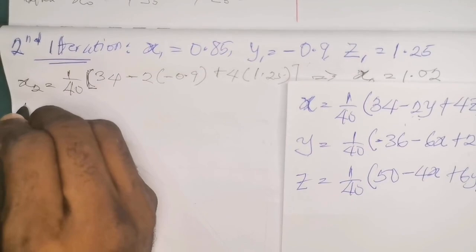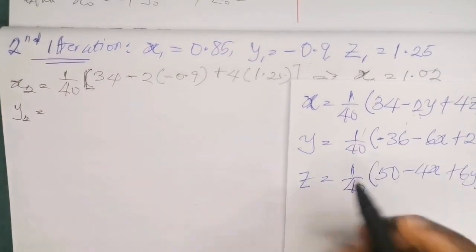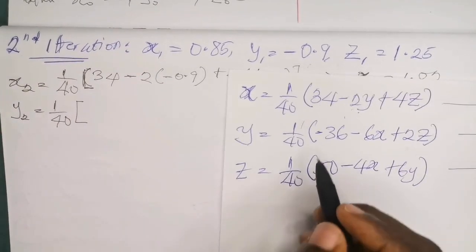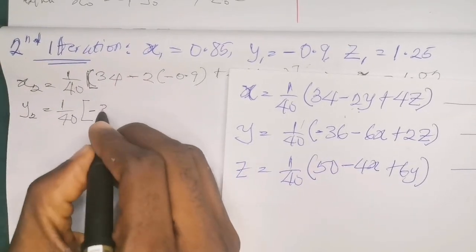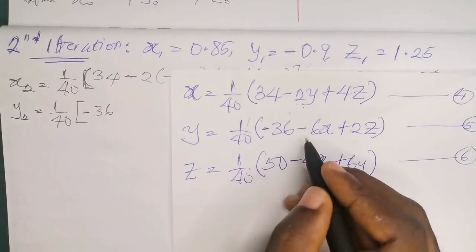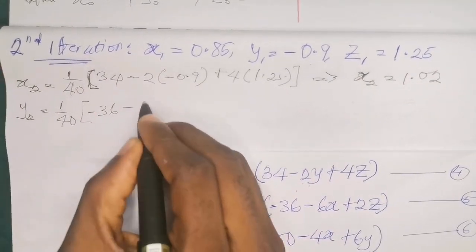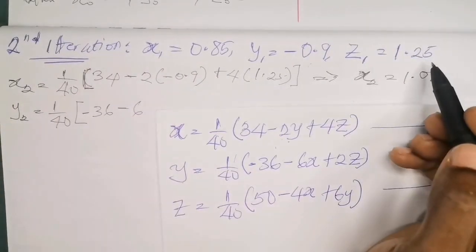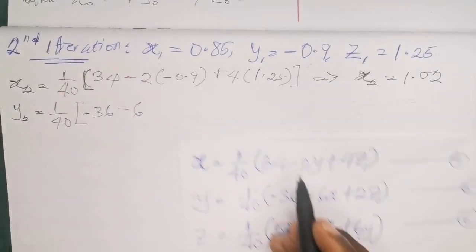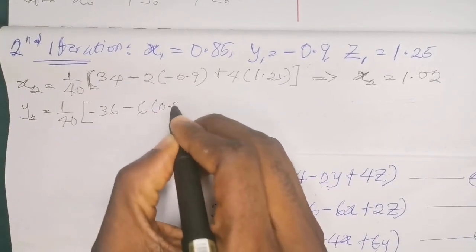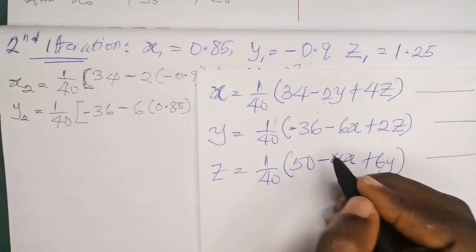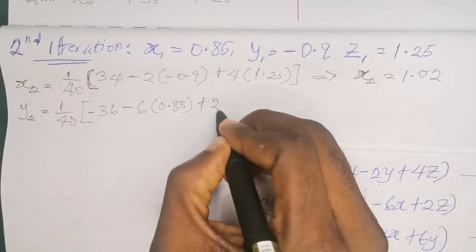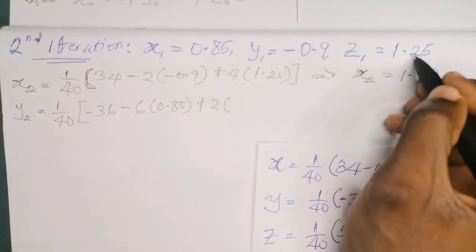You're going to have y2 to be equal to, once again, 1 all over 40. So you have 1 over 40 multiplying through by, I have here negative 36. So minus 36. Again, I have here negative 6x. So minus 6. Now, x here becomes x1, which are the previous values obtained from the previous iteration. So x1 here is 0.85. So it becomes 6 times 0.85. Again, I have here plus 2z. So multiply by plus 2 times z, which becomes z1 once more, which is 1.25.